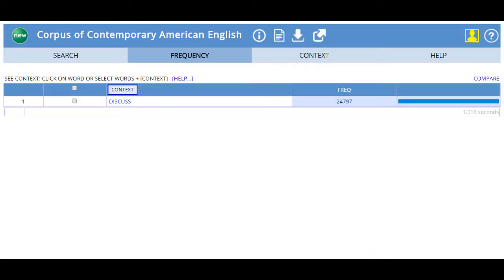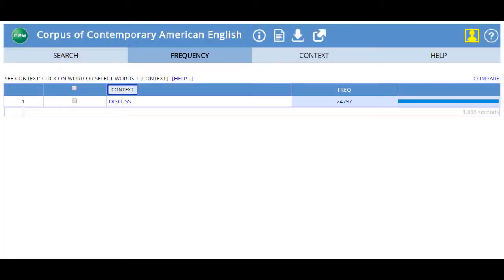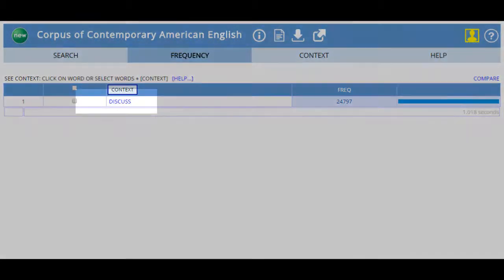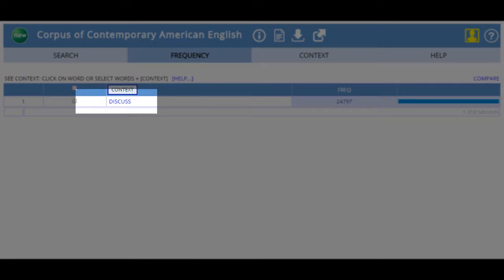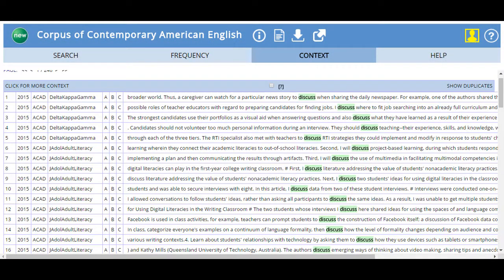According to the results on this slide, there are 24,797 matches with the word "discuss." I want to see what these matches look like, so I click on the word "discuss" to show the examples. You can see the first 16 examples on this slide. The word "discuss" is highlighted in the sentence within the context. I have some other information about these instances of the word "discuss" here as well.